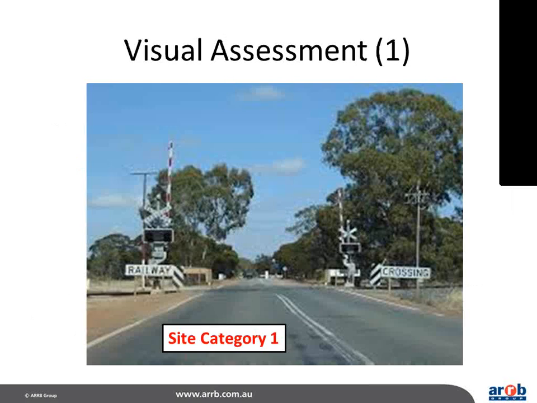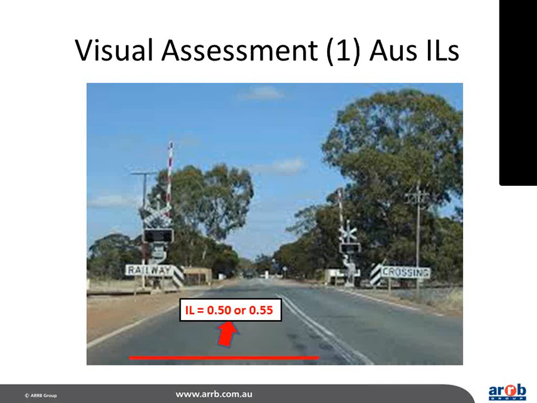This is an example of visual assessment. Here we are coming up to a railway crossing, and in this particular locus indicator, straight away we would assign that a site category 1, one of our highest stress sites. And if we applied the Austroads values that are in there as an indication, we'd be looking at an investigatory level for scrim of 0.55, or if we had some prior information on the site or some background, maybe 0.5.